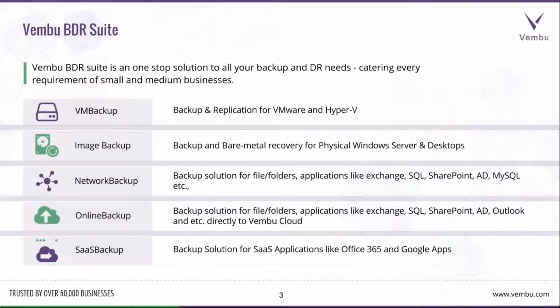Vembu Online Backup is a purely cloud-based solution where you can directly back up the data to Vembu Cloud, which is on the Amazon environment, and you can do file, folder and application level backups with online backup. And Vembu SaaS Backup is a backup solution for SaaS applications like Office 365 and Google Apps.